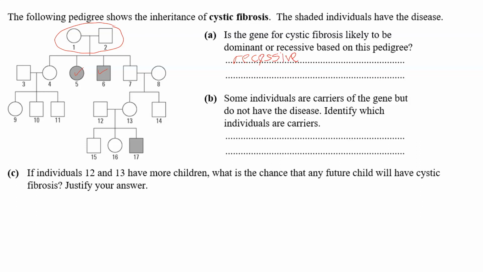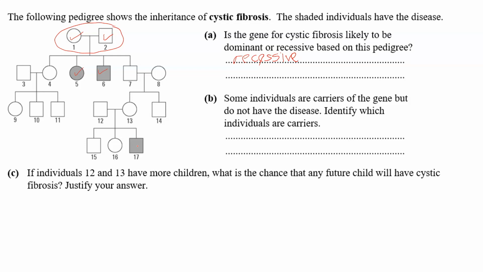Okay, the parents do not exhibit the condition, but some offspring have got it. The same's happening down here with 12 and 13, so it must be recessive. Some individuals are carriers of the gene, but do not have the disease. Identify the individuals who are carriers. Okay, so we know that 1 and 2 are carriers.